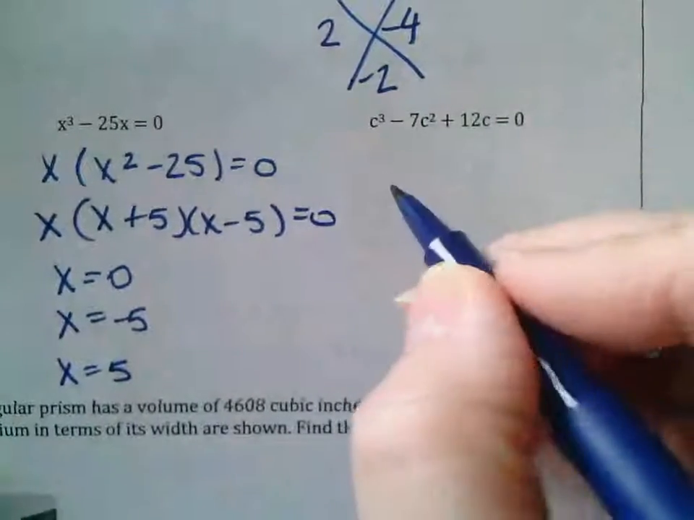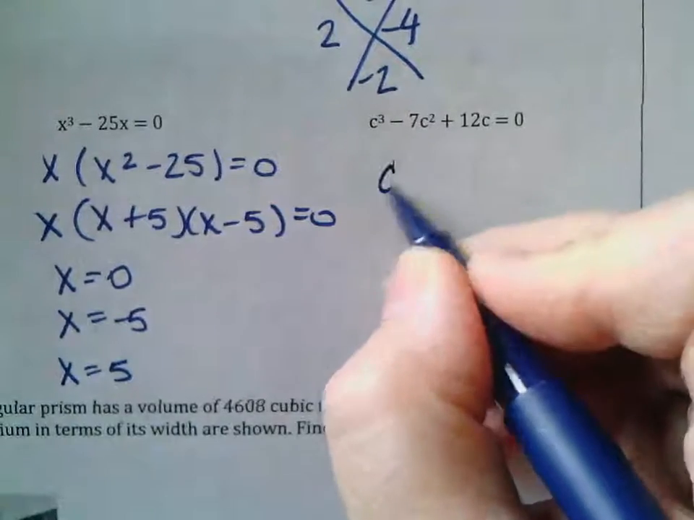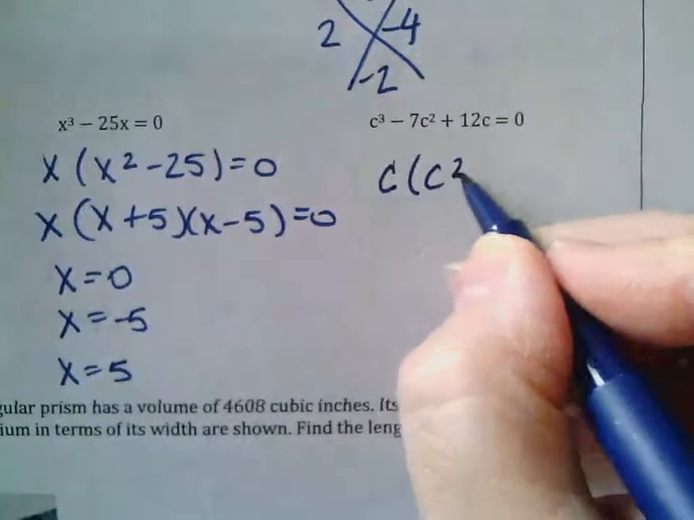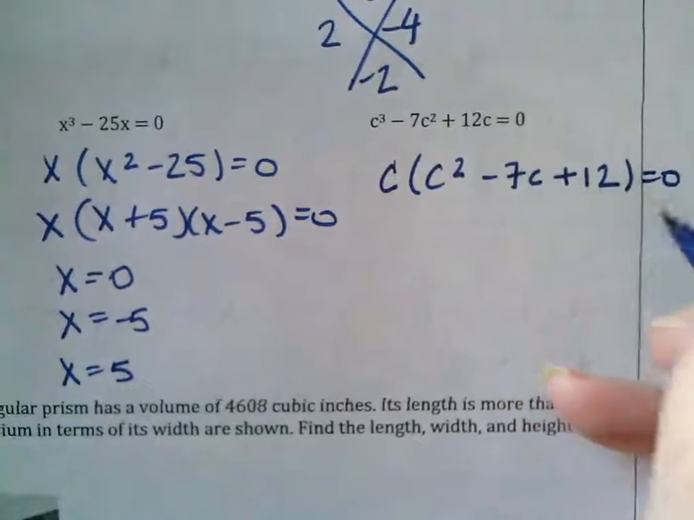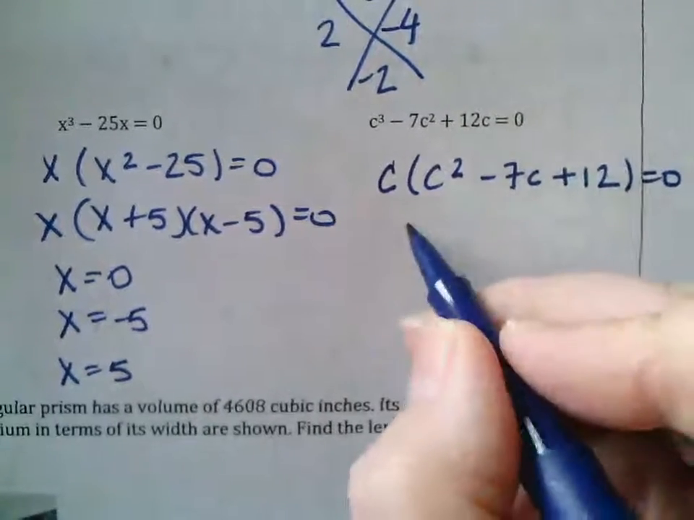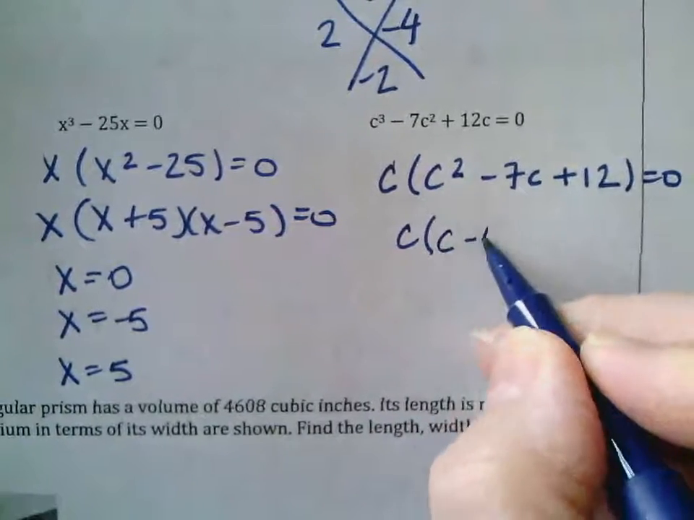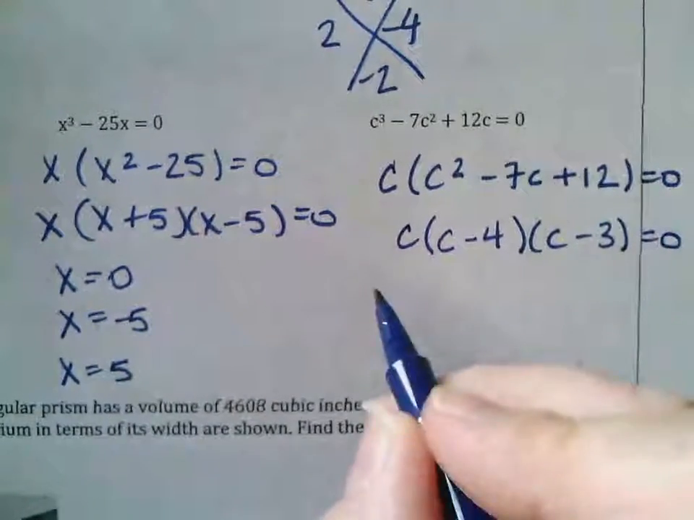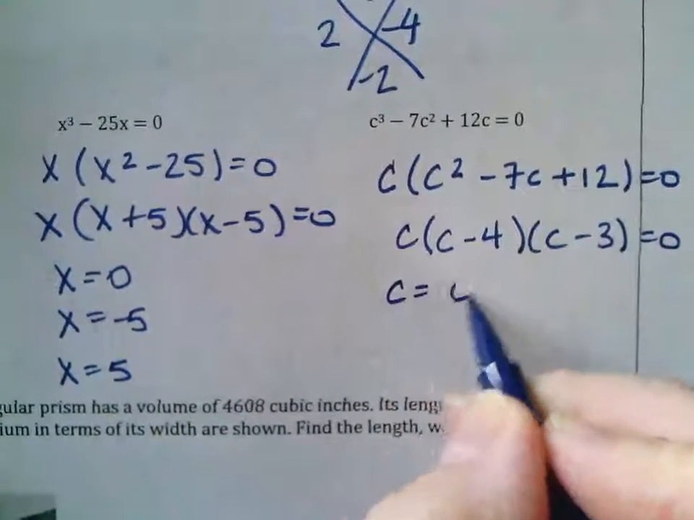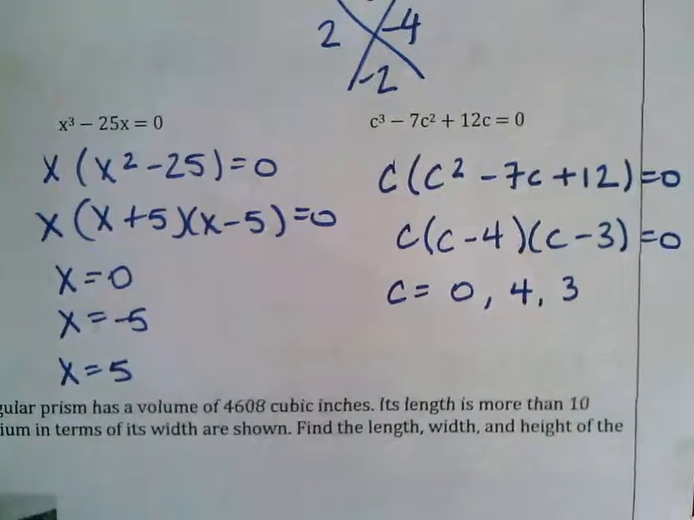Last one of these types, and then we're going to do a couple story problems real quick. So c squared minus 7c plus 12 equals 0. If I factor this out a little bit more, I get c minus 4, c minus 3 equals 0. So c is going to equal 4 or 3. Any one of those can make that true.